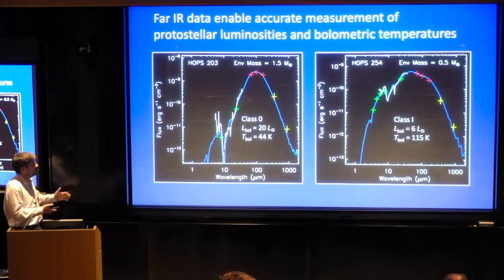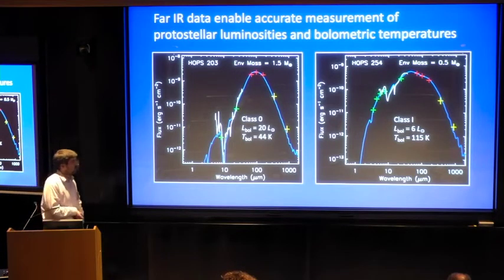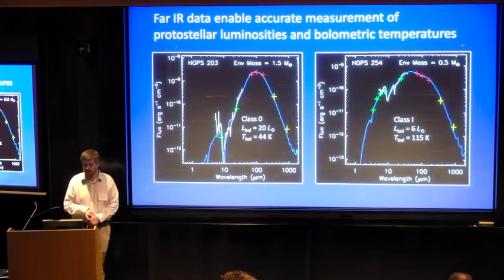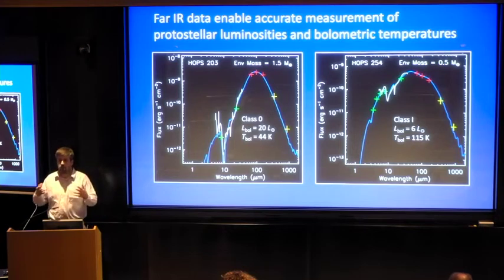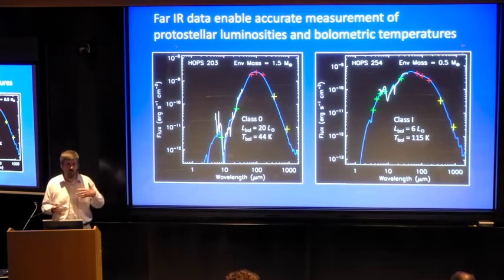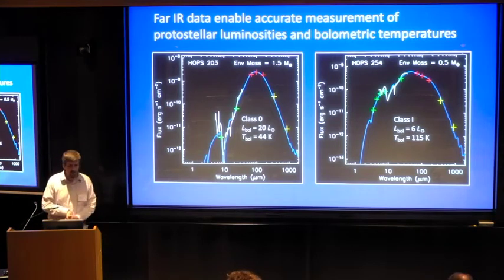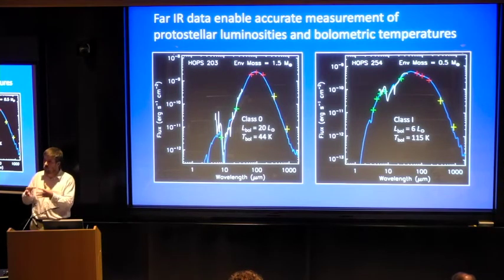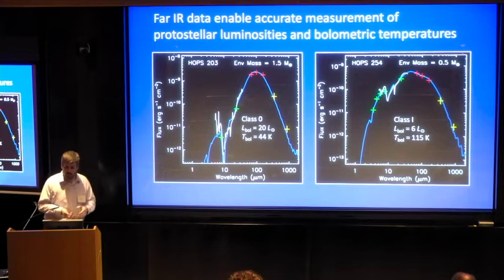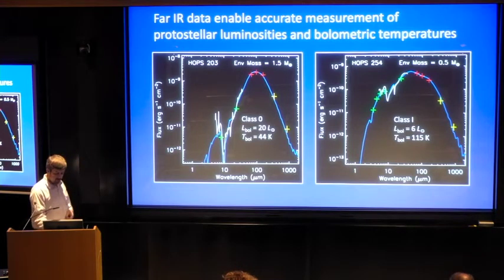So the reddest, most deeply embedded protostars have bolometric temperatures of tens of Kelvin. As the envelope dissipates, the bolometric temperature rises through hundreds of Kelvin. Once all the circumstellar material is gone, or at least negligible, you're left with a bolometric temperature equal to the effective temperature of a cool star photosphere. So it's a way of tracking this evolution.